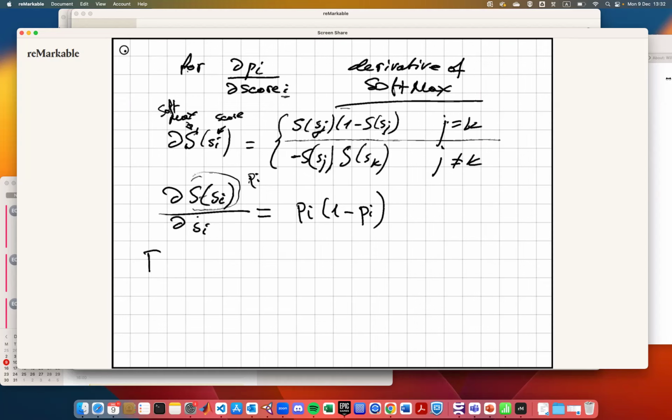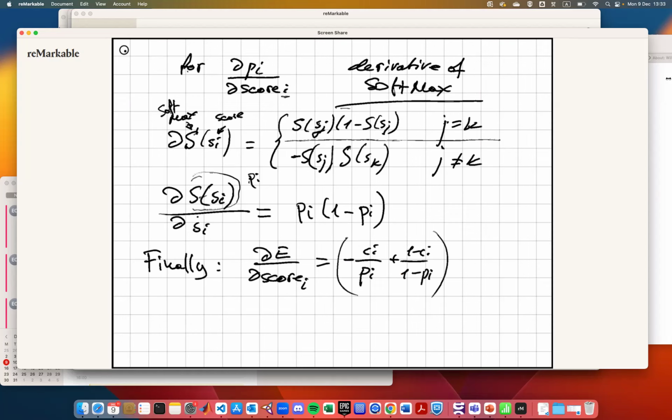So finally, when our D score equals minus CI divided by PI plus 1 minus CI divided by 1 minus PI. So that was the first part multiplied by this thing over here.